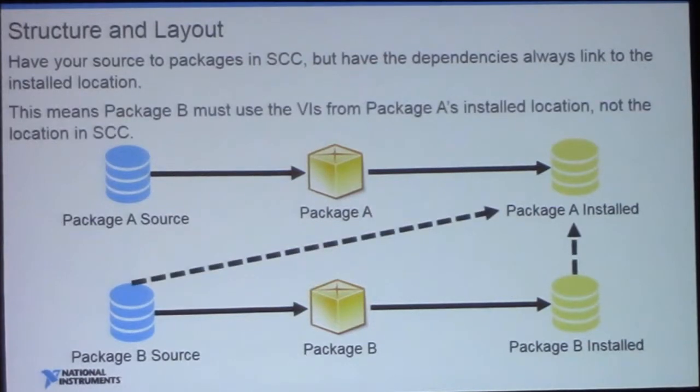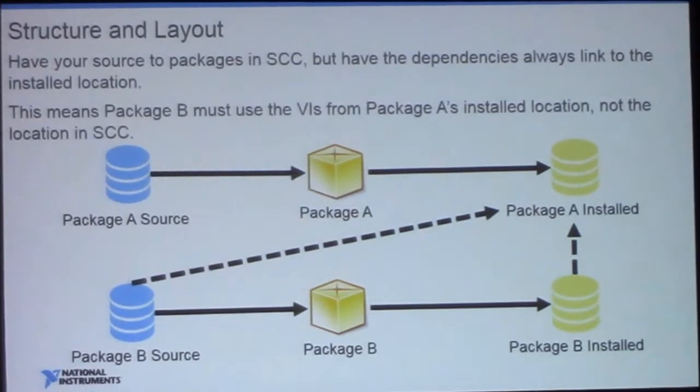So what you need to do is this. Build package A, just like I said. Package B needs to be dependent on package A's install location. So this is most likely going to be like the user library if we're talking JKI's VIPM. Build package B, it gets installed, and package B and package A can be distributed, and they're totally just fine.